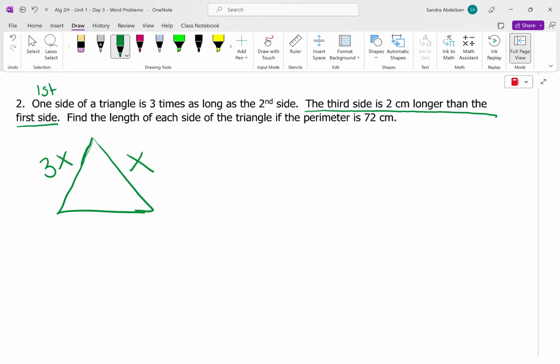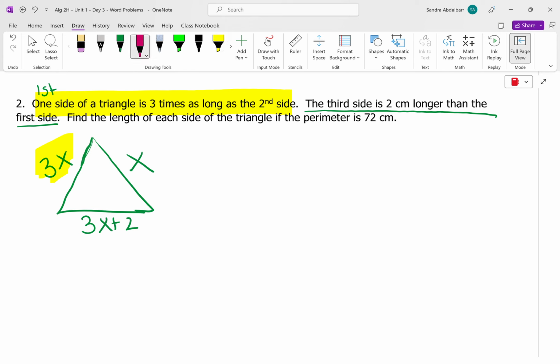Then it says the third side is 2 centimeters longer than the first side. So how am I going to represent that? James? X plus 2? Oh, wait, no, 3x plus 2. Good, 3x plus 2, you got it. Because remember, we said in the beginning the first side is 3 times the second side, so this was the first side.